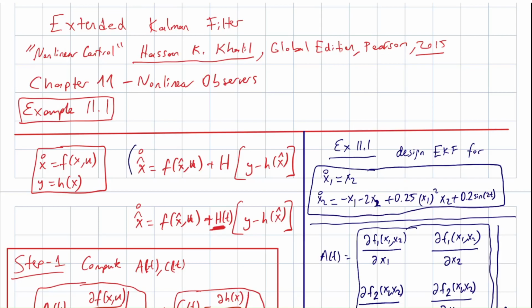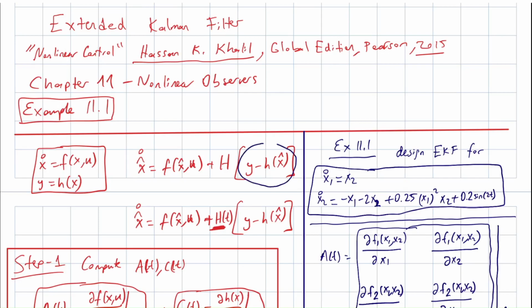And here we can see the typical observer form, right? What would you do? You would just copy your state equations, the state dynamics, and then of course you would substitute x hat for x, right?